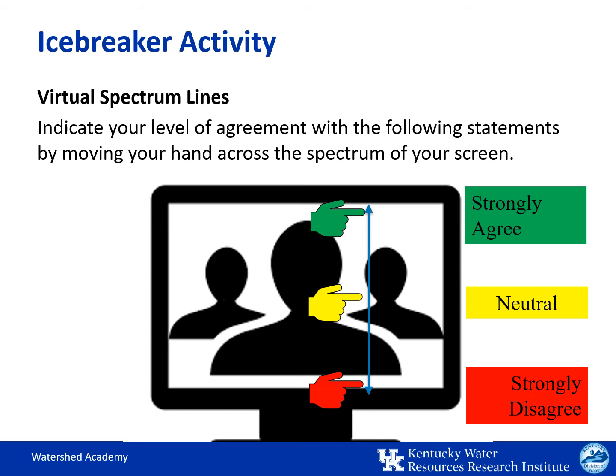You can also do this virtually on your screen. So you just use your finger to show the position on your level of agreement by moving your hand up and down on the screen. You could also do this side to side if you see fit.